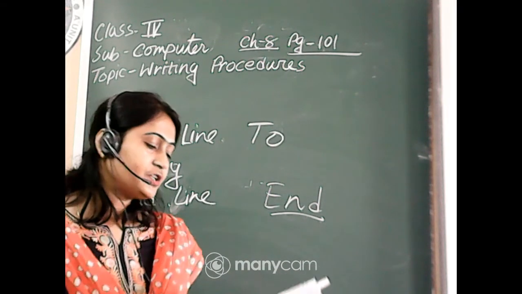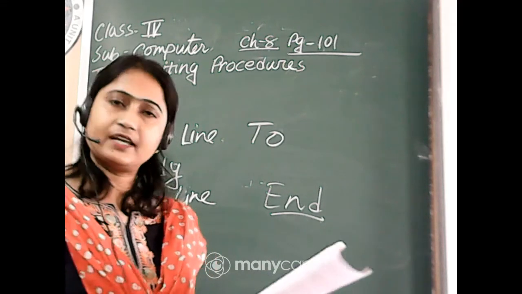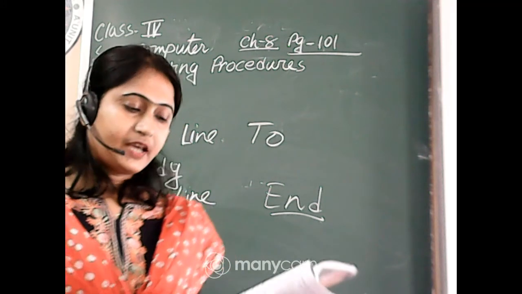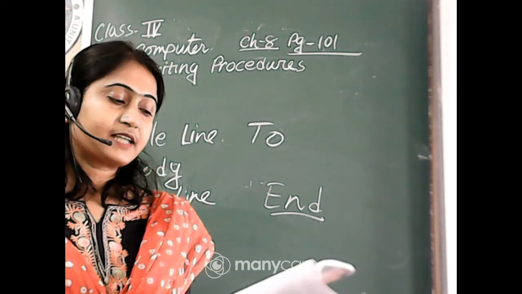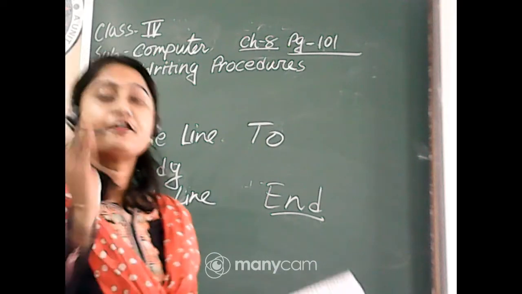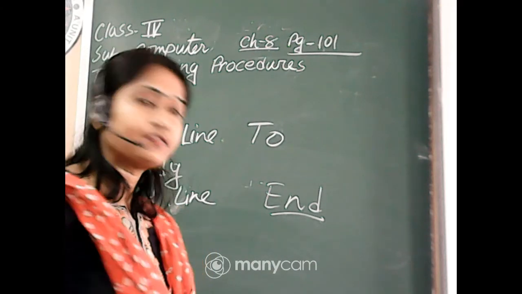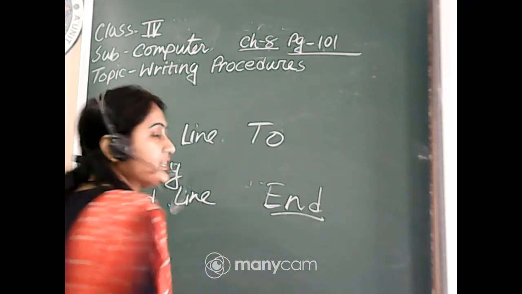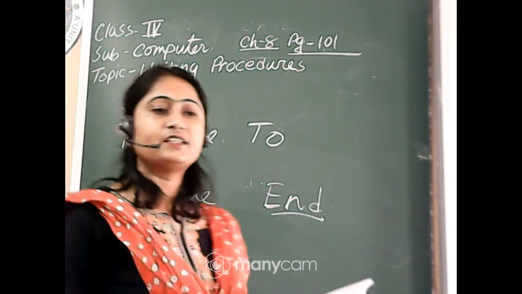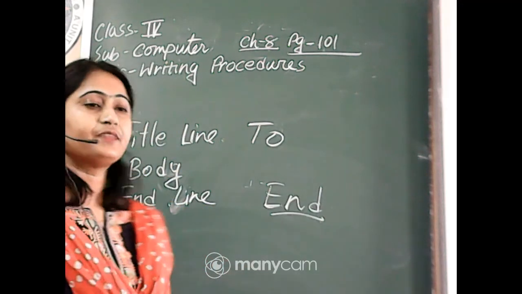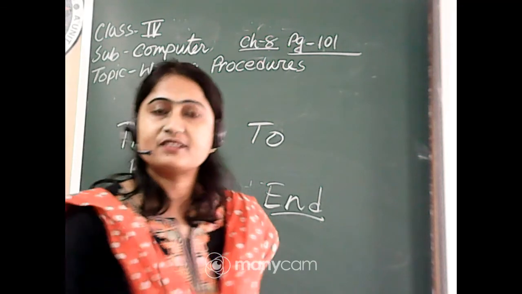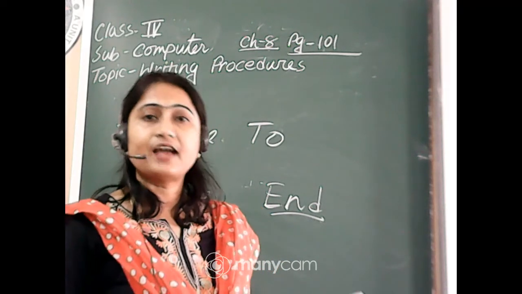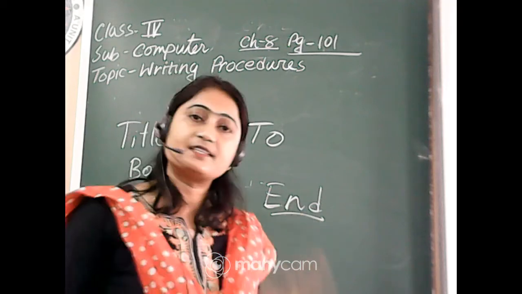A procedure name may have any symbol, any number, any letter, but the first character of a procedure name must be a letter. Character means each and every single item. In END, E is a character, N is a character, D is a character. In a computer language, it is called a character. It may be a number, a symbol, or a word. If you use a space, space is also a character.